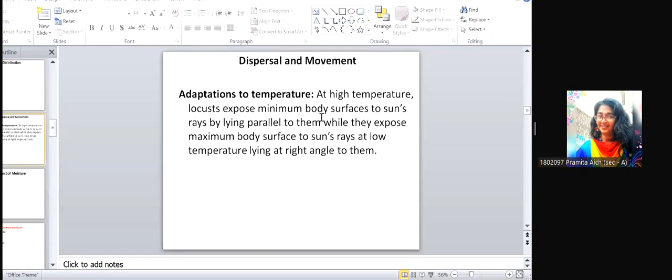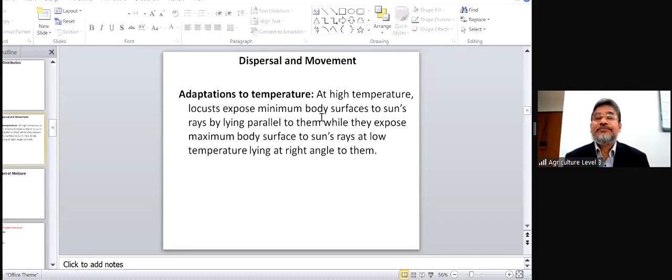Adaptation, it is called the adaptation to temperatures. Adaptations at high temperature: locusts expose minimum body surface to the sun by lying parallel to the rays, while at a low temperature they expose maximum body surface to the sun, lying at right angle to them.